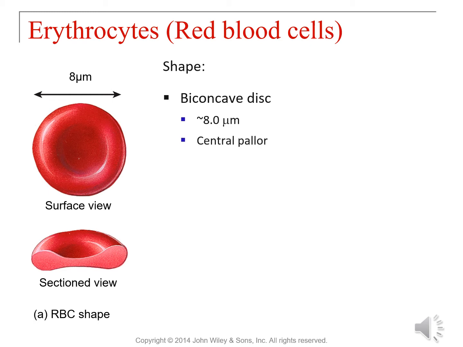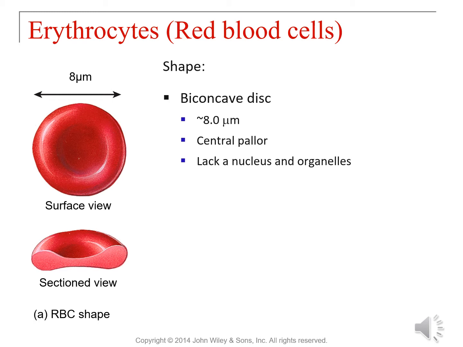central pallor, so if you recall looking at any of these red blood cells under the microscope, you may remember that the center of the red blood cell was a little bit lighter than the rest of it, and it's because it's thinner and light comes through it more easily. Red blood cells don't have a nucleus or organelles.